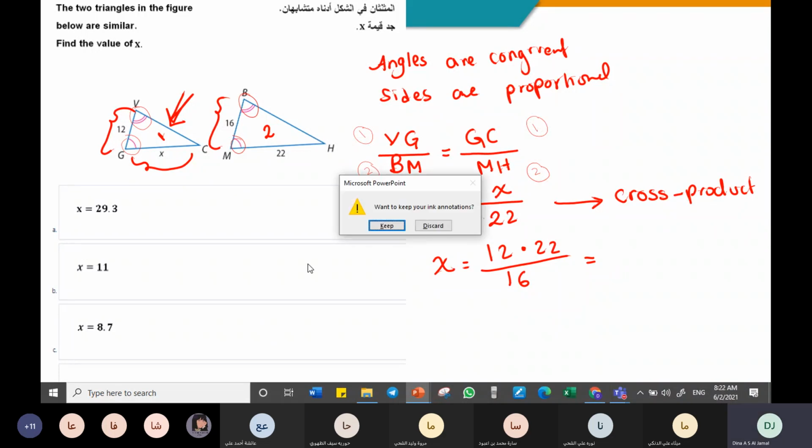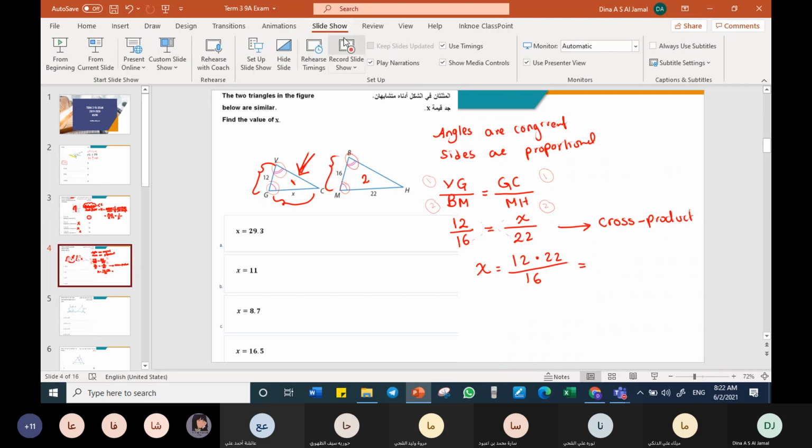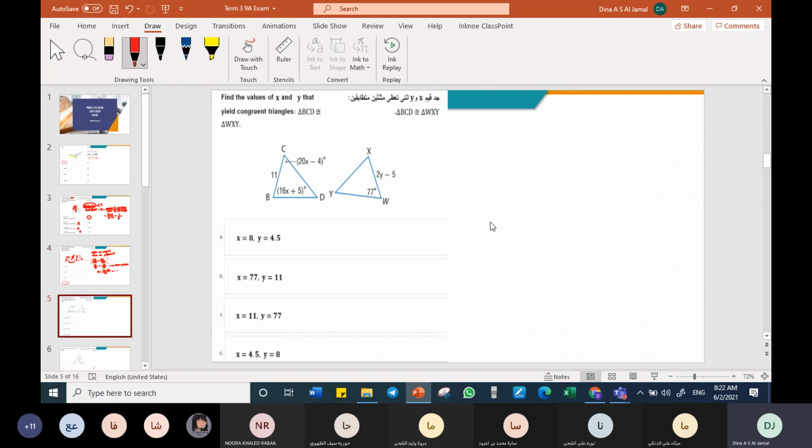Use your calculator. 16.5. And here is our answer. Done. Now let's go to the other question. And let's pay attention to this question.